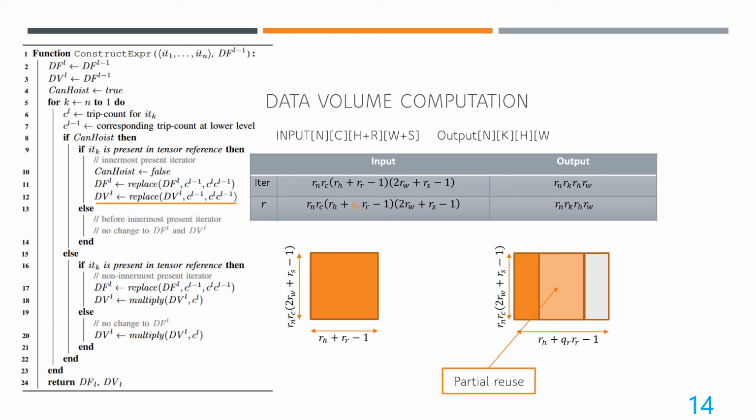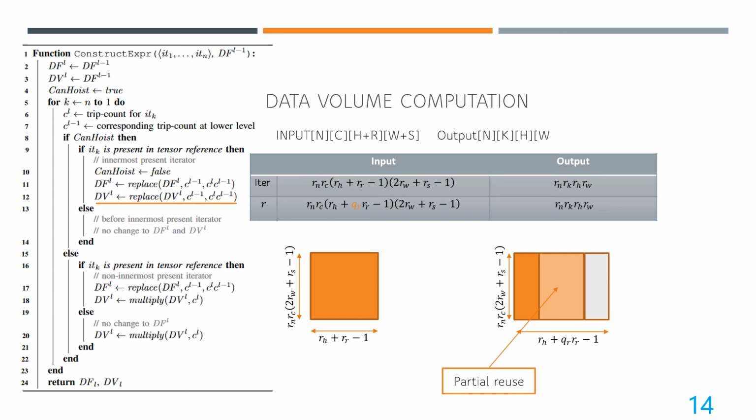The input tensor is indexed using iterators N, C, H, W, R, S. The output tensor is accessed using iterators N, K, H, and W. Initially, we set the data volume at this level the same as the data footprint at the lower level. This denotes the least amount of accesses that would happen while transferring the slice from this level to the lower level.